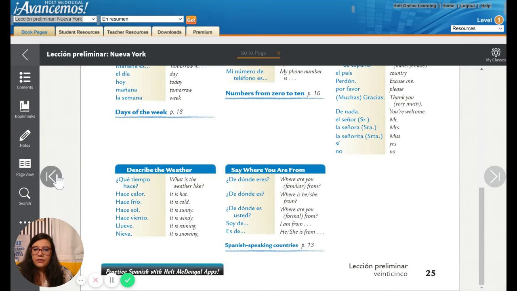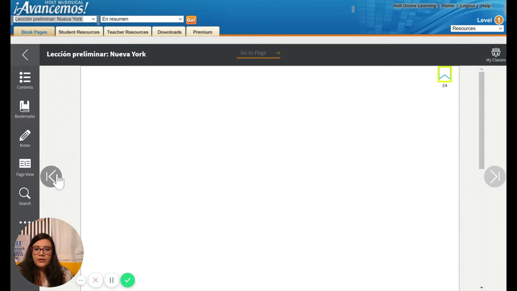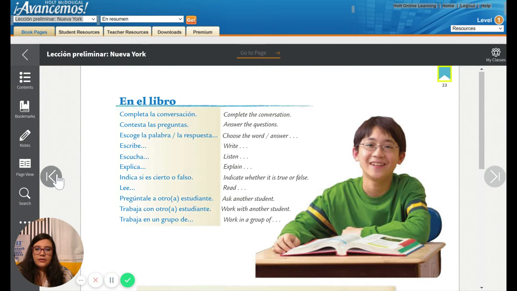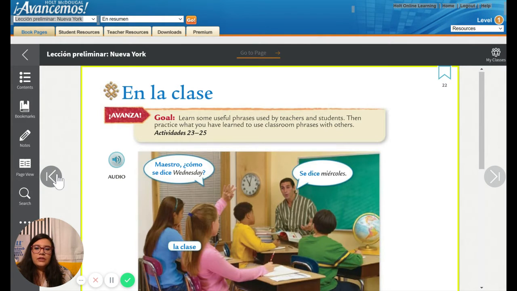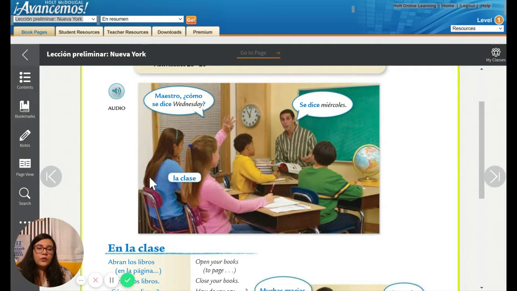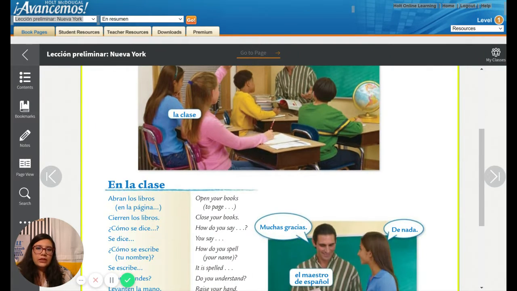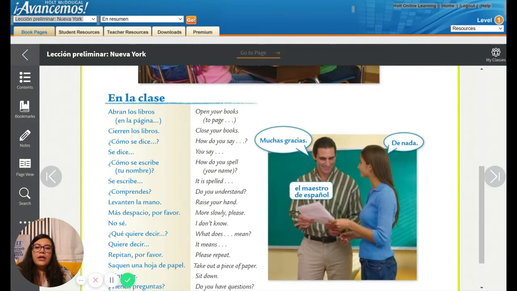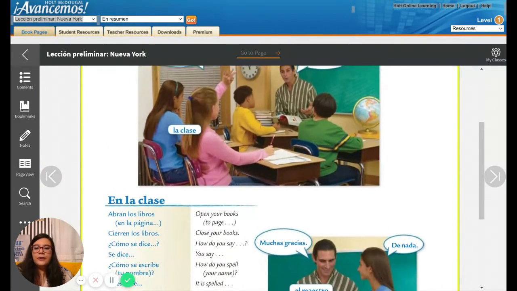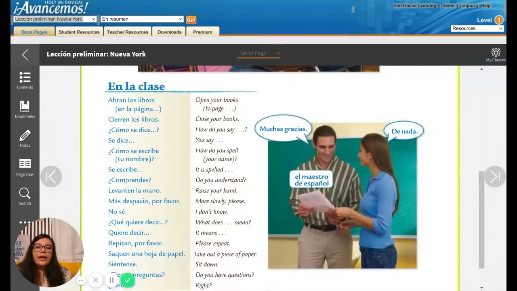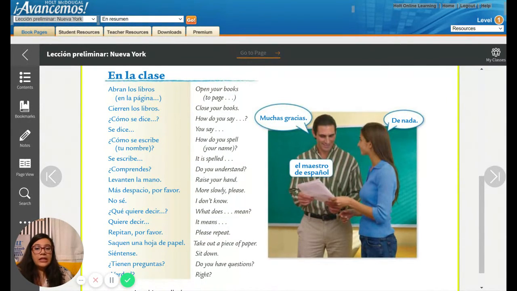I'm going to go back here really quick. You guys did have a section on, here we go. So that's the second one. You did have a section on just like class rules, instructions that you're most likely going to be hearing. So here we had, what page was this? Page 22. Okay, so on page 22, you had a section just on directions for class.